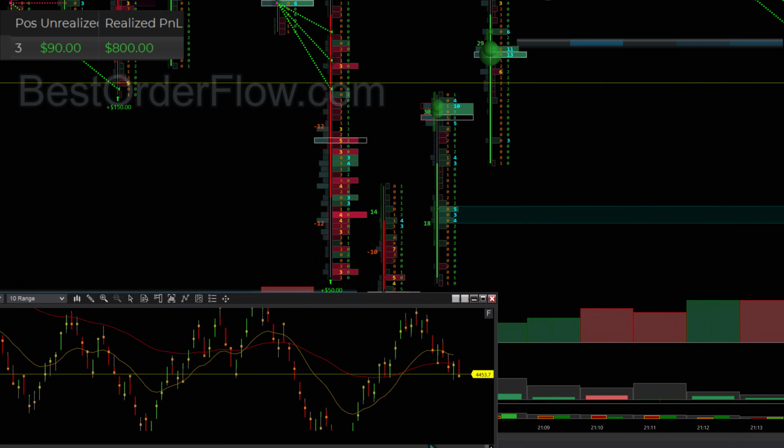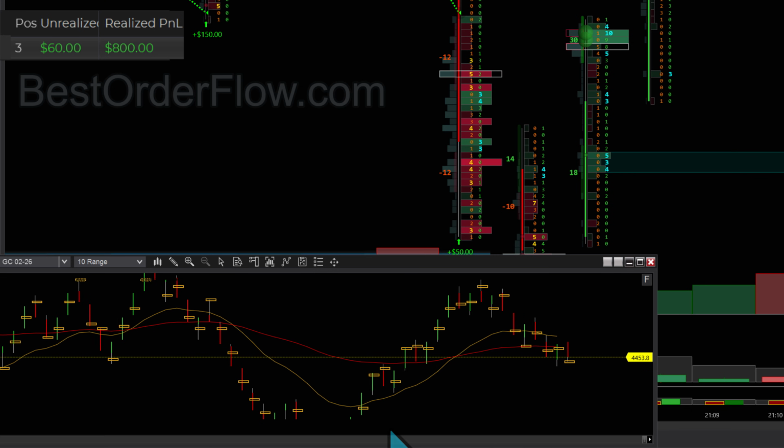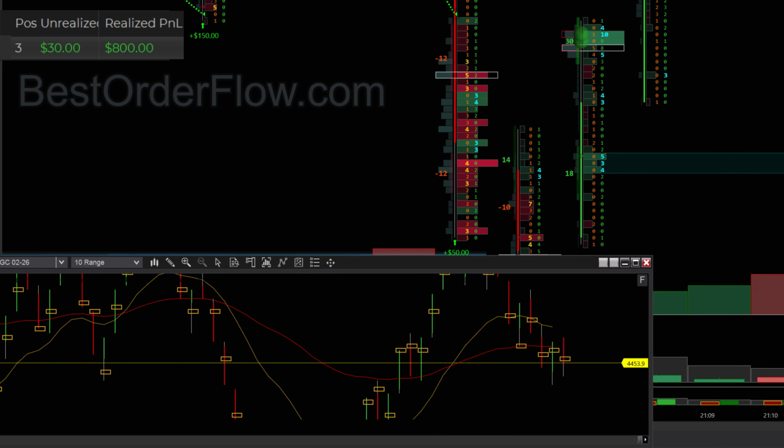So far we're seeing that we went higher, but then we couldn't make a higher high than the previous local high, and we went down. So it looks like we are selling.